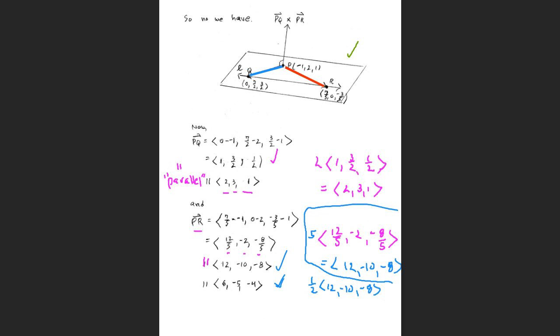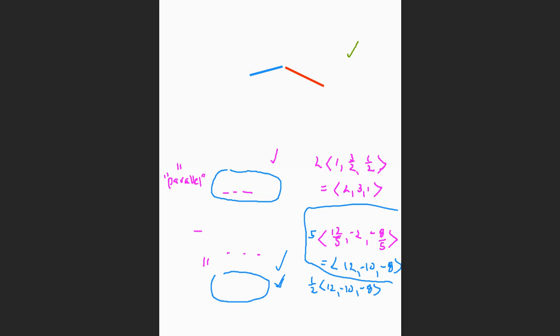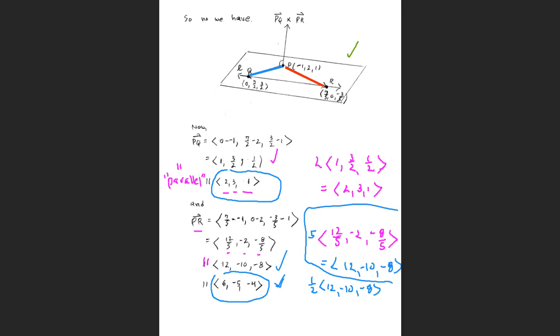And so now what I'm going to do is take the cross product of these two vectors, 2, 3, 1, and 6, -5, -4. I'm going to take the cross product of those two vectors, which lie in the plane of interest. Please let me know if you have any questions, okay? Please let me know.